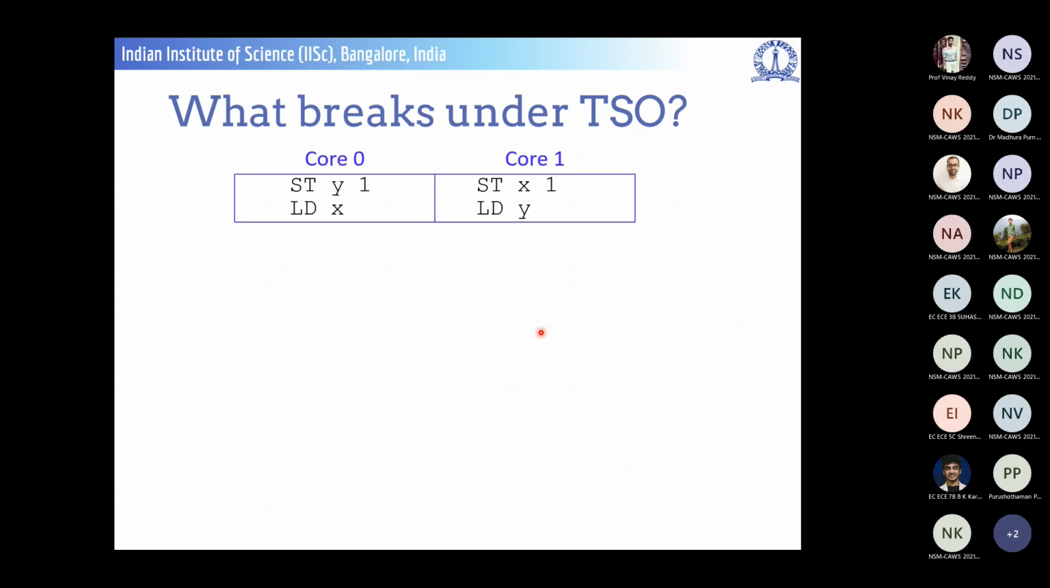Okay, now let's take another example. Remember the same example. Here we said that under sequential consistency, both these values x and y returning 0 is not possible, right? Now, would that be possible under TSO? What do you think? Yes, sir, it is possible, right?